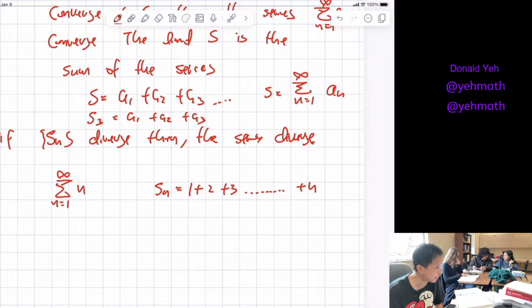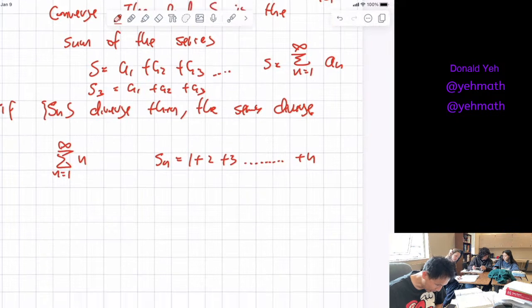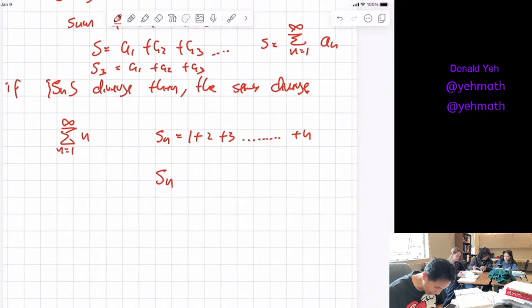Do you guys remember the formula for this one? This one we did with definite integrals. What is the summation of this kind of series? Do you remember that formula? Put on the outside if it's a constant.